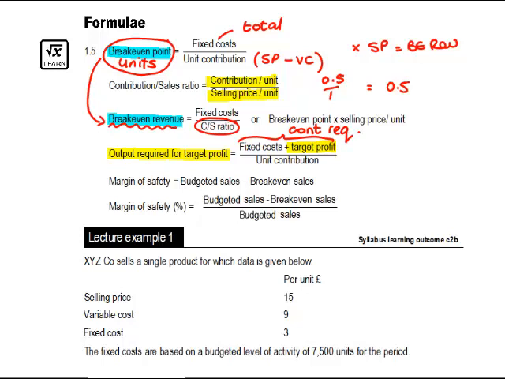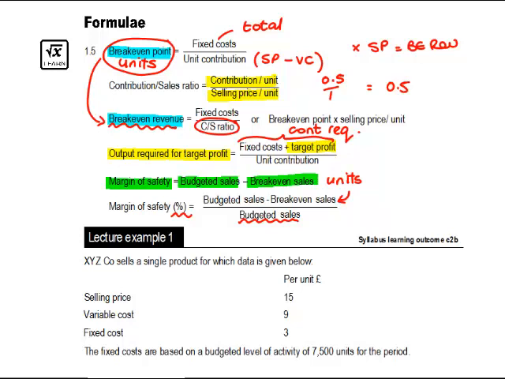And finally, we've got the margin of safety. Now, the margin of safety tells us how much room we've got before we start to make a loss. And it's the difference between our budgeted sales and our break-even sales. And we can work that out in terms of units. It's more useful to actually express the margin of safety as a percentage. So if we actually take that unit figure and work it out as a percentage of our budgeted sales, that will effectively tell us what percentage our sales can fall by before we start to make a loss.